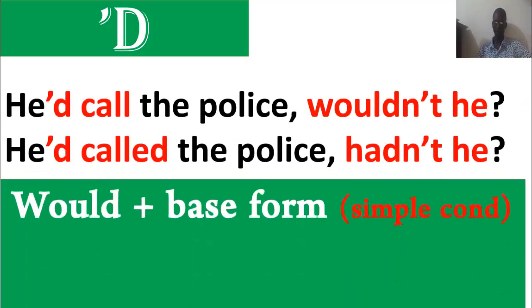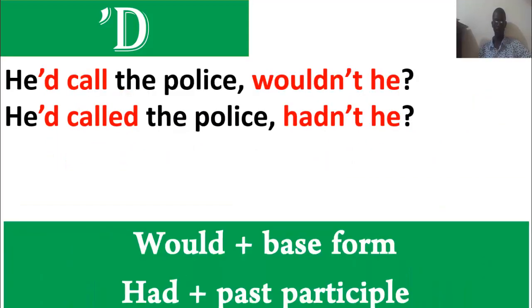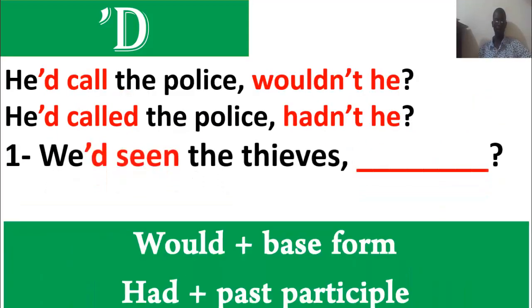Hadn't he. Okay? So be careful. Example, we'd seen the thieves. On a vu les voleurs. On avait vu les voleurs. Here, is it would or had? Is it past perfect or simple conditional? Of course, it is past perfect because we have here the past participle. To see, had seen.